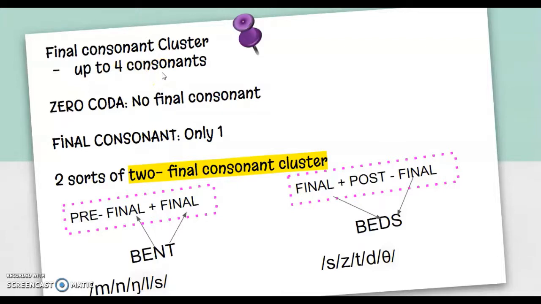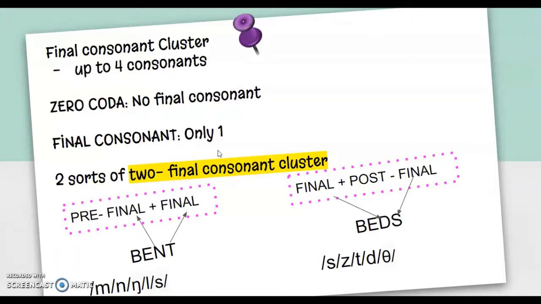So if there is no final consonant, if the word ends with a vowel, the same as we said with the 0 onset, we say the 0 coda. When there is only one consonant at the end, this is called the final consonant. Any consonant could be the final consonant. Don't worry, okay? Because not h, w, or y, but the rest can be final consonants.